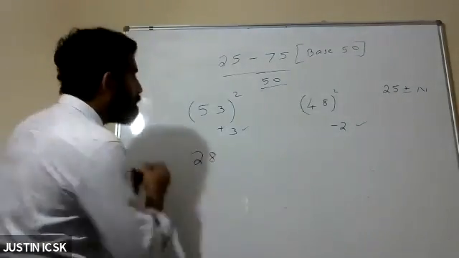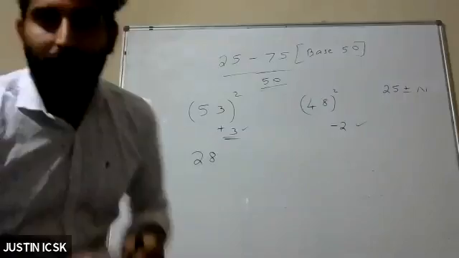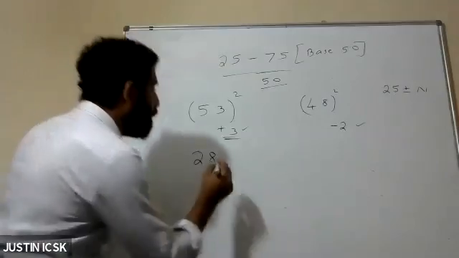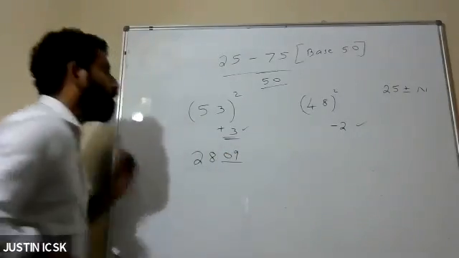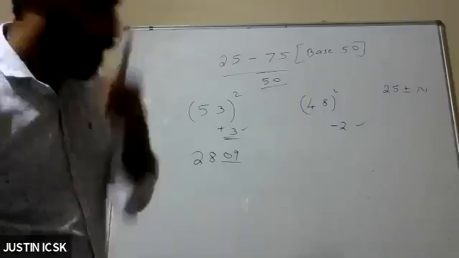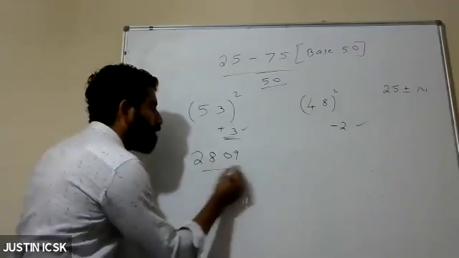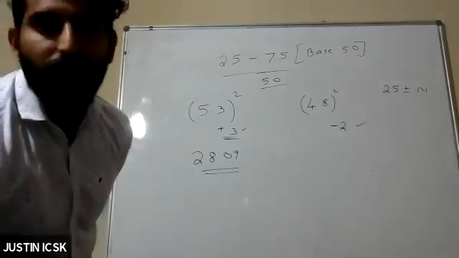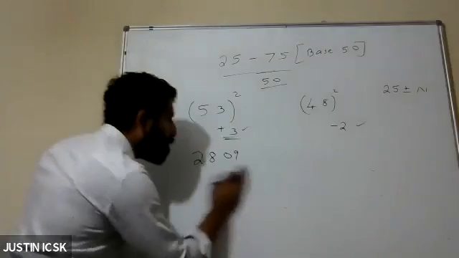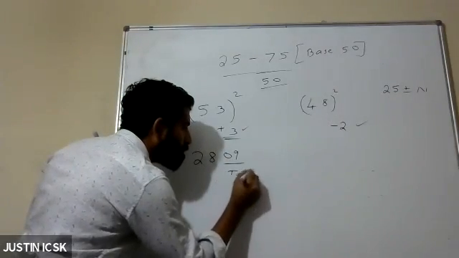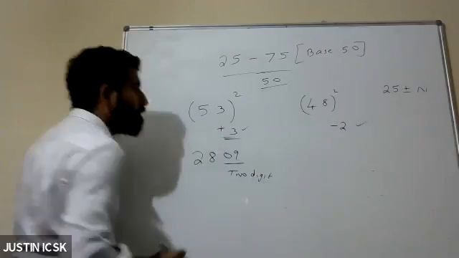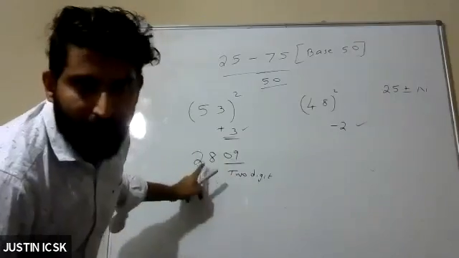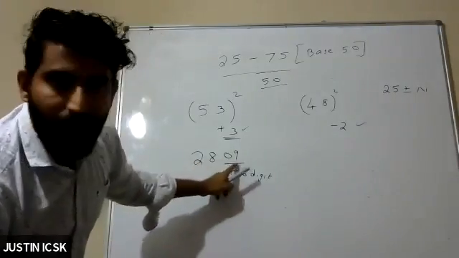Now just square this number. 3 square is 9. So don't write 9. Always two digits. So 09. So your answer is 2809. You can check. Remember this: always two digits. When we square, it should be two digits. If there are three digits, you should carry. This number is always two digits.